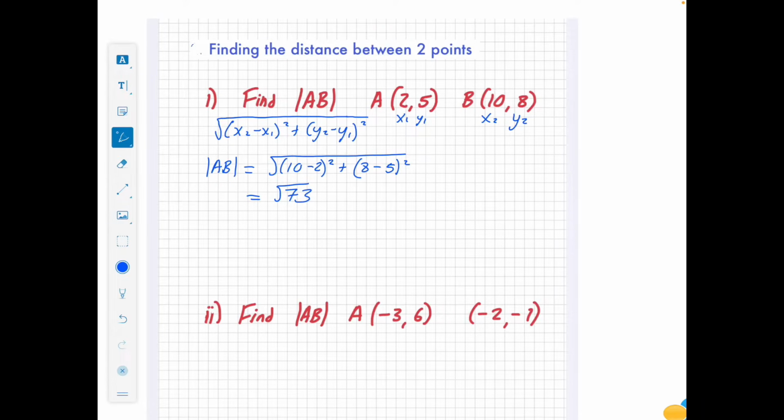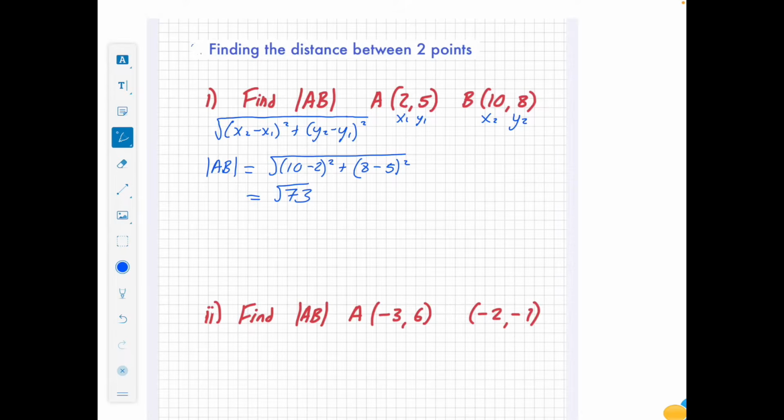Okay, now when you get an answer like that, they won't always come out to be nice numbers. Sometimes they might. Here it didn't. Now it depends on what the question says. So if it says round to 2 decimal places, then I press the SD button on my calculator and round it. If it doesn't, you're better off to leave it as the square root of 73.